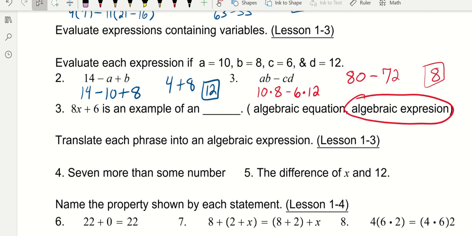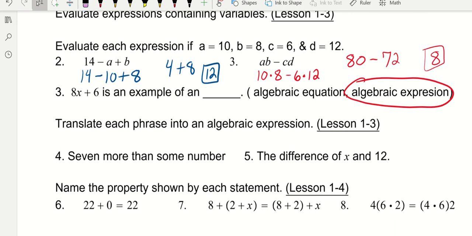Translate each phrase into an algebraic expression. 7 more than some number. So 7 more is going to be addition than some number. So we'll say x is some number. It doesn't have to be x, could be n or a or whatever. The difference of x and 12. All right, this is going to be subtraction. And the way we're going to work this one out is whatever is listed first, we're going to put that first. So the difference of x and 12. There you go. The difference of, that means we're subtracting x and 12.